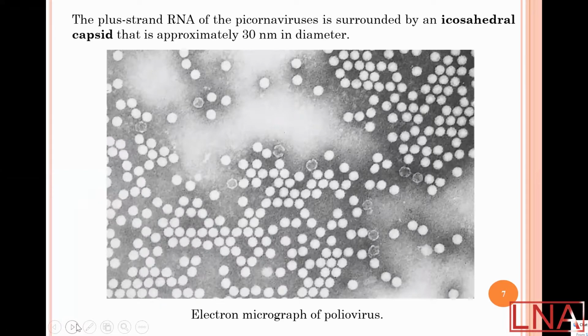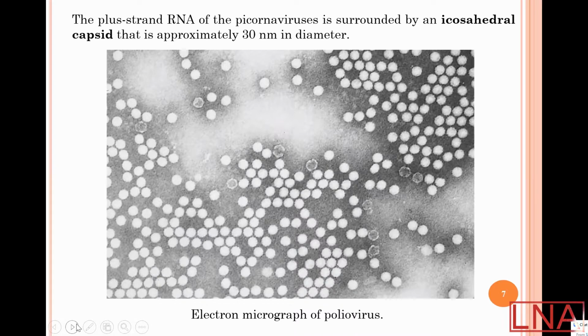There is an electron micrograph of poliovirus. As you see, poliovirus has an icosahedral capsid, and it's a very visible structure on this picture. Very small and primarily round.